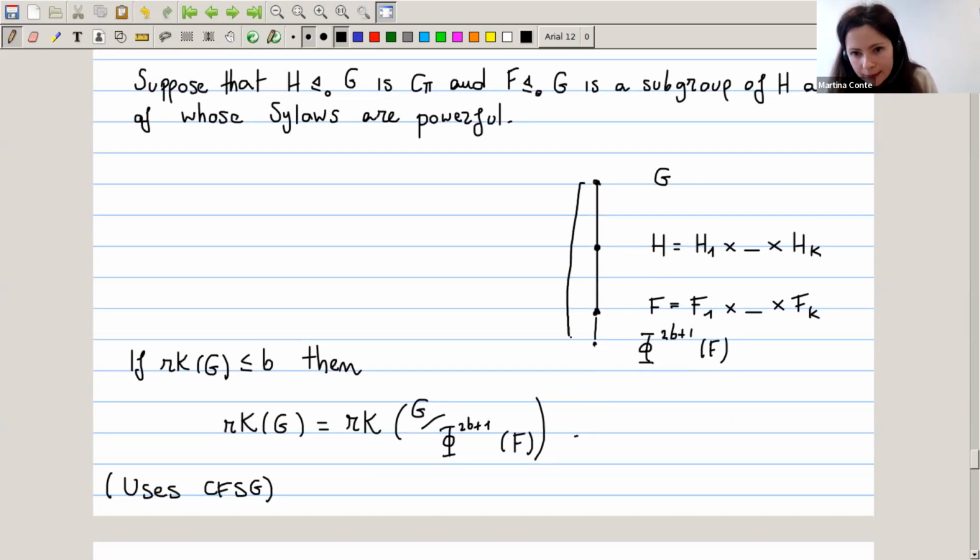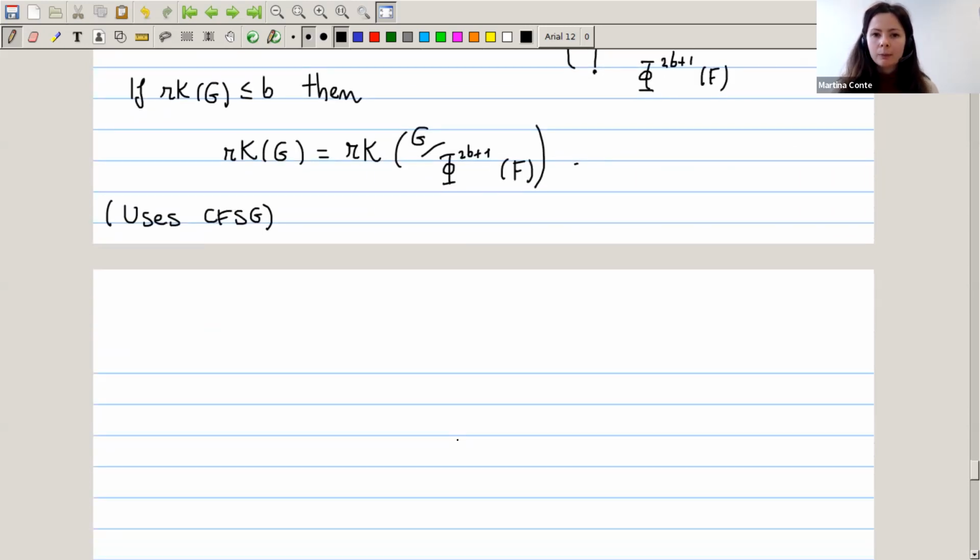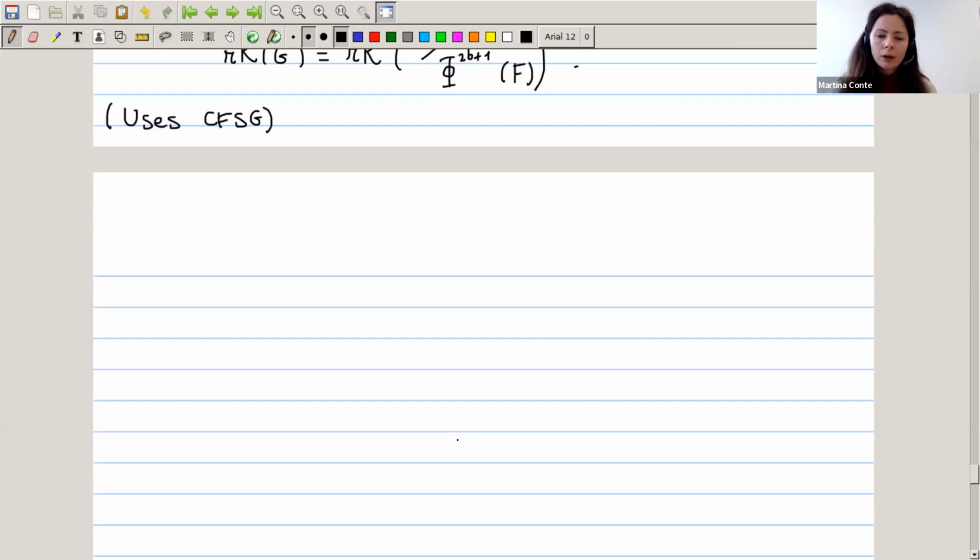Well, this is a finite quotient, and again, the rank of G is equal to the rank of G modulo such an iterated Frattini. So again, we have, let's say, a finite group that sees the rank. And so by using this tool, we can conclude the proof as we did in the pro-p case.